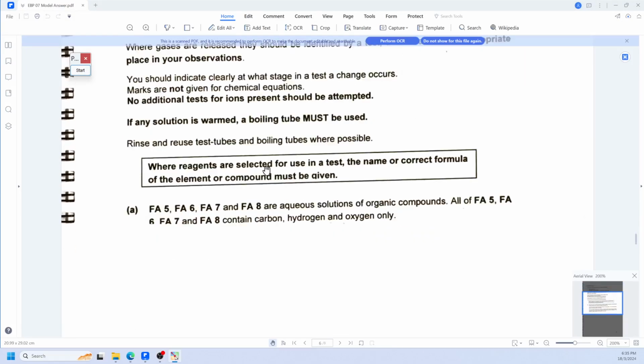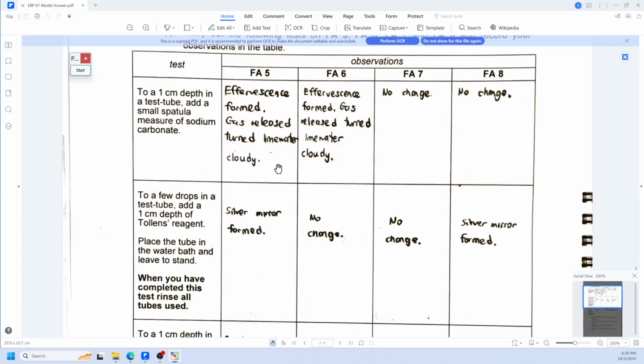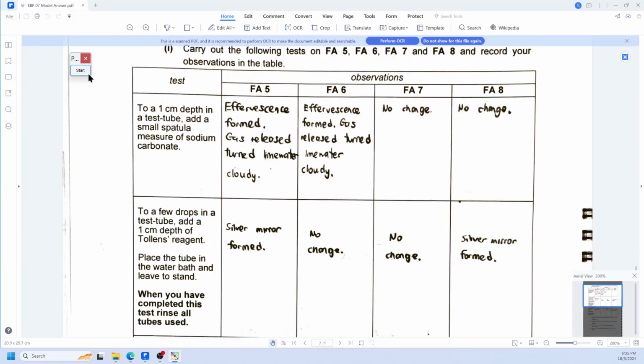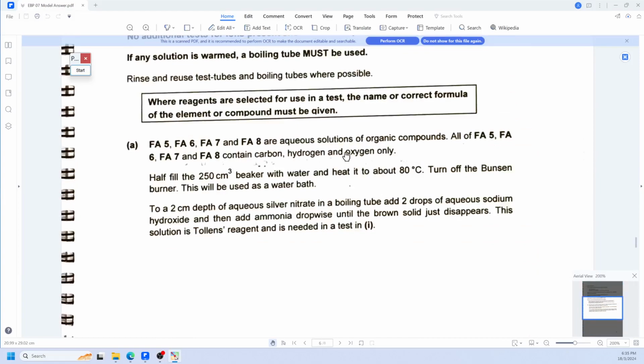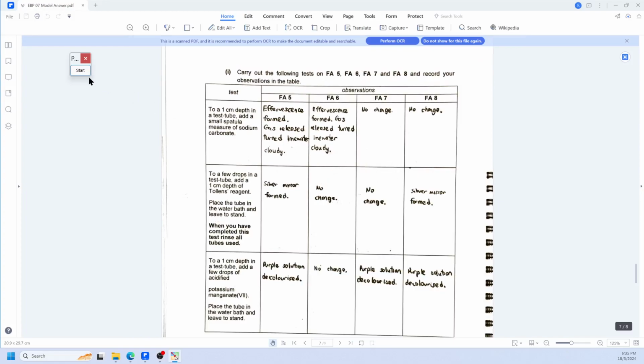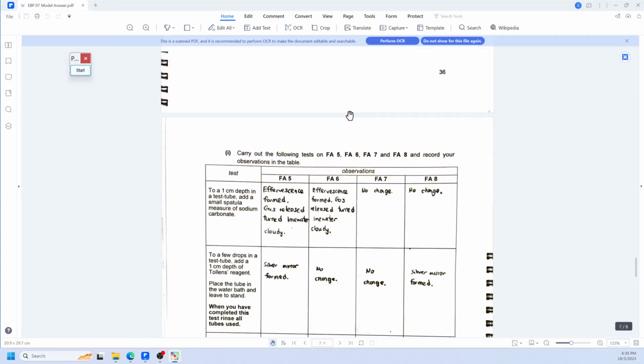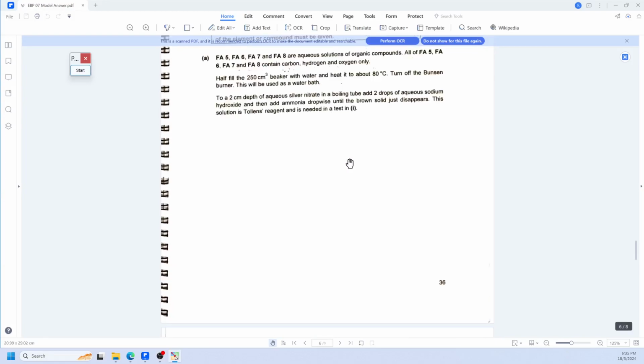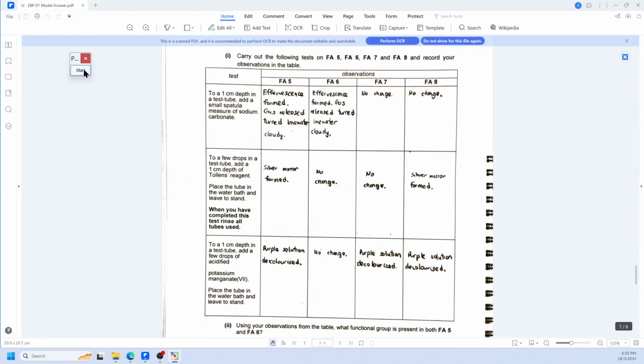All right, now we come to qualitative testing. This one is very straightforward. Always remember, when you see sodium carbonate, no need to think, you are definitely forming effervescence. So for these particular FA5, 6, 7, they're all organic compounds. The keywords here are carbon, hydrogen, oxygen. I want you to think about it.